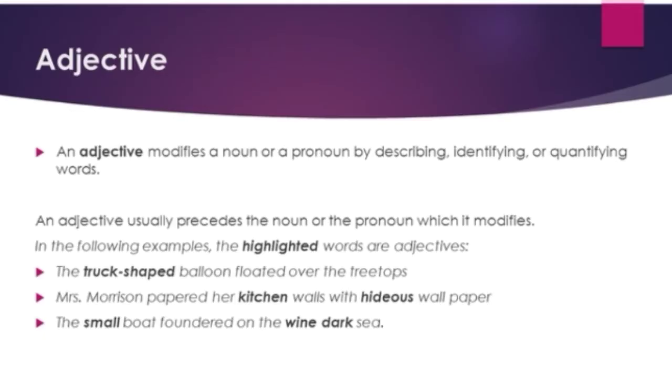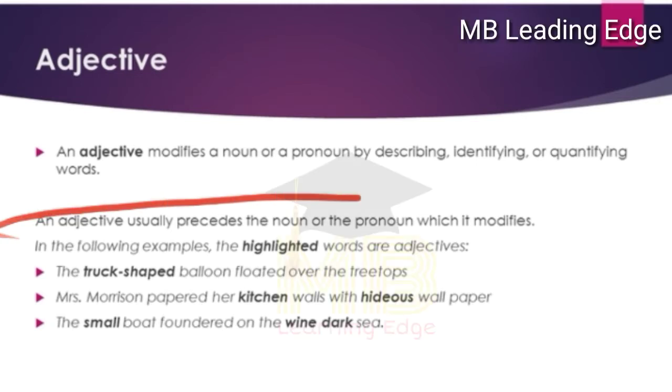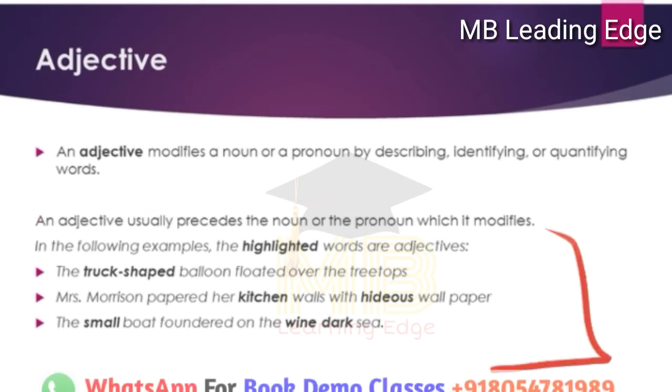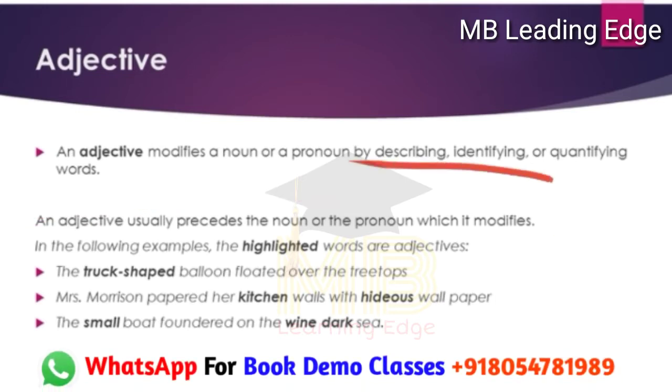So basically what is an adjective? An adjective is something that modifies a noun or a pronoun by describing, identifying or quantifying words. As in, it would tell you what it is like. From the examples I think it will be very clear. What is it like? It will quantify a word, like what the number is, maybe, or how it is. Let's just look at the examples.